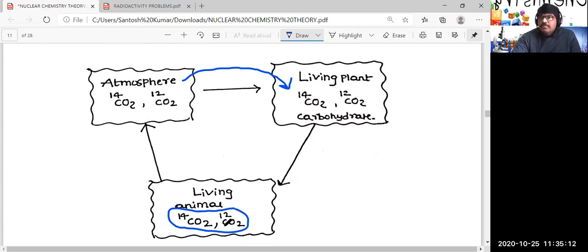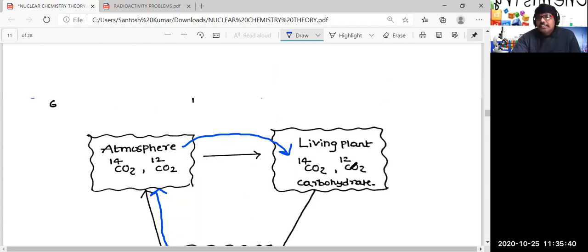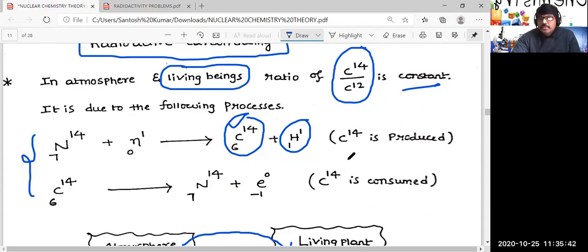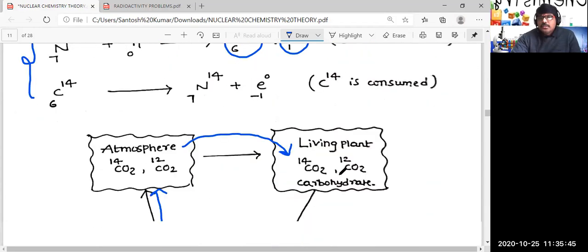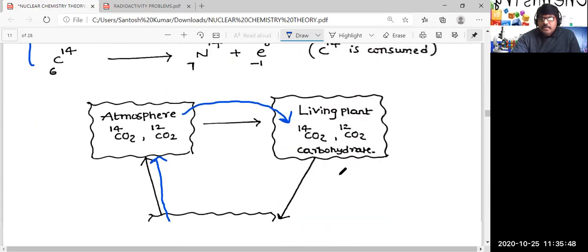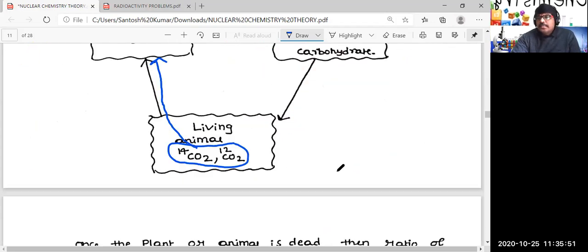And we perform respiration, and during that respiration, carbohydrate undergoes combustion. And due to the combustion, you are getting carbon dioxide. The same carbon dioxide, C14 containing carbon dioxide and C12 containing carbon dioxide, both are coming into the atmosphere. Like this, it may be in atmosphere, in living plant, or in living animal, the ratio of C14 to C12 is constant. This is the logic behind the process. And now let us take what exactly carbon dating is.